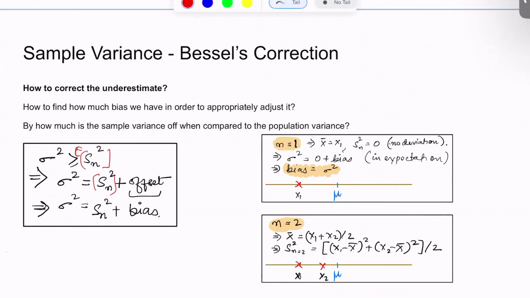And now, just to convert this inequality into an equality, we found that this has to be an offset, and let's call that offset a bias. Now, what is this bias? Can we quantify that somehow?